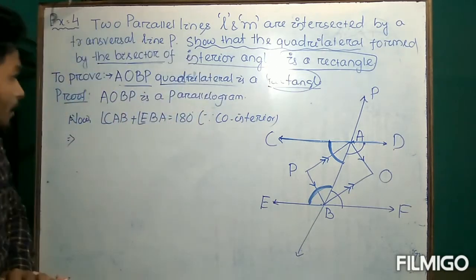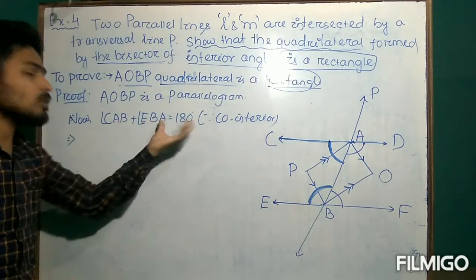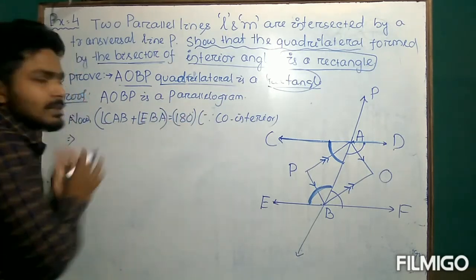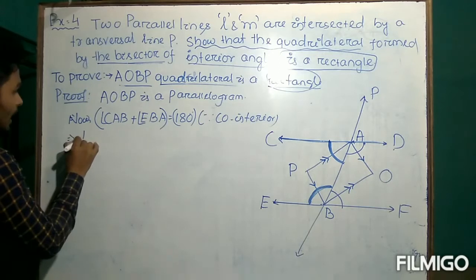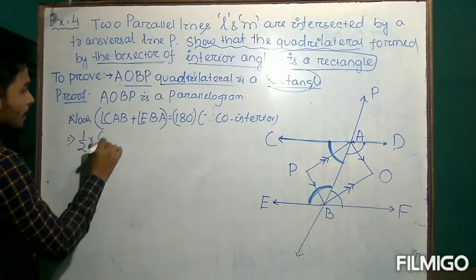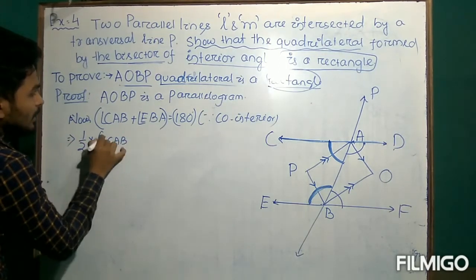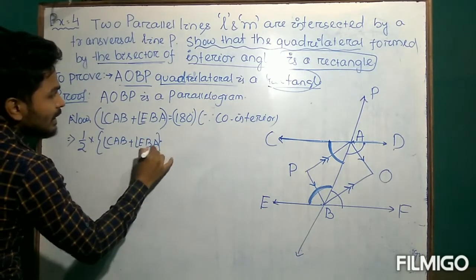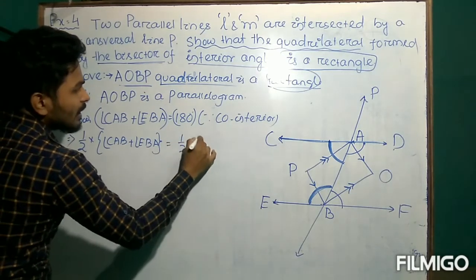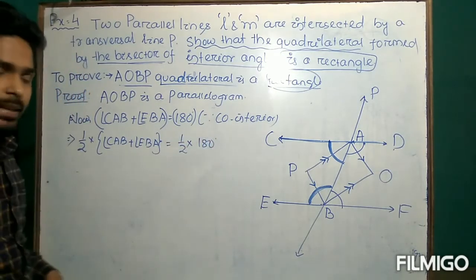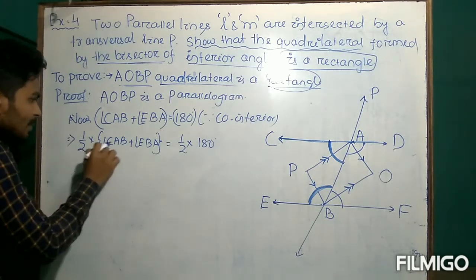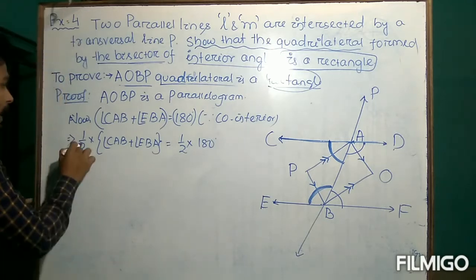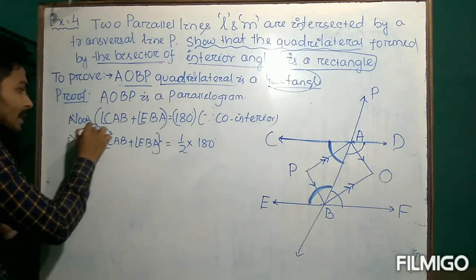Now we will multiply half to both the sides. Half is multiplied with the left hand side and with the right hand side. So half into CAB plus EBA, this is the left hand side, then this half is multiplied with the right hand side. Now when half is multiplied with this bracket, we have to use the distributive rule. So half is multiplied with this and half is again multiplied with this.